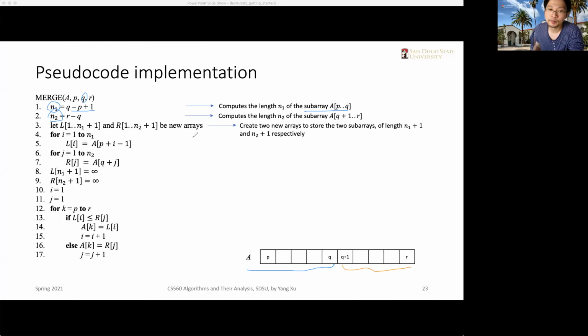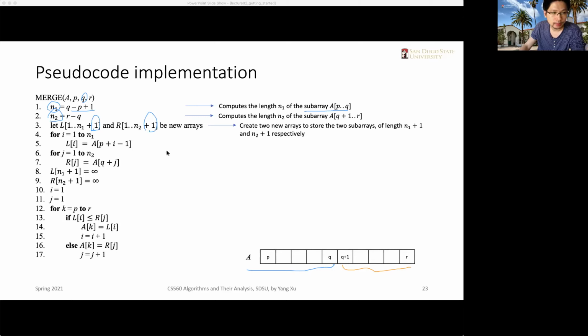And in line 3, it creates two new arrays to store the two subarrays, okay? It uses some additional memory space to copy the elements to those new spaces, to L and R, okay? And you can notice that the lengths of these two arrays are N1 plus 1 and N2 plus 1. So there's one more element than needed.